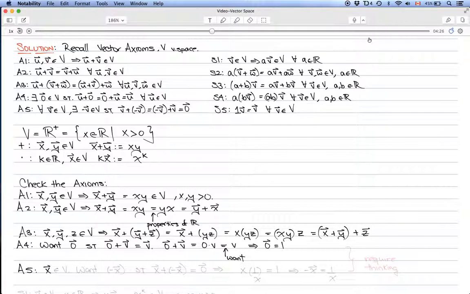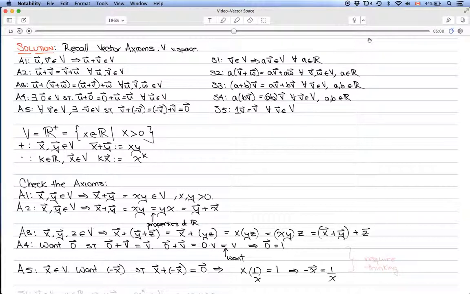So let's take some element x in our set V, and we want a negative x such that when we add x plus negative x, we get the 0 vector back. Again, let's go by definition. This is saying when I take x and multiply it by something, I have to get 1, since 1 is our 0 vector. So that necessarily means that our negative x needs to be 1 over x.